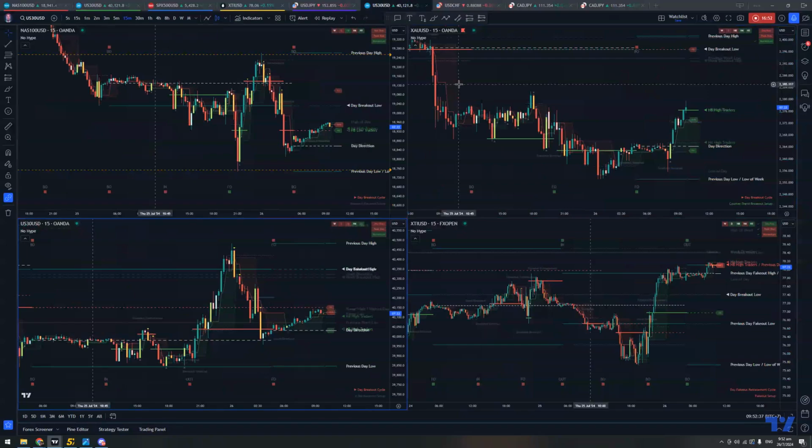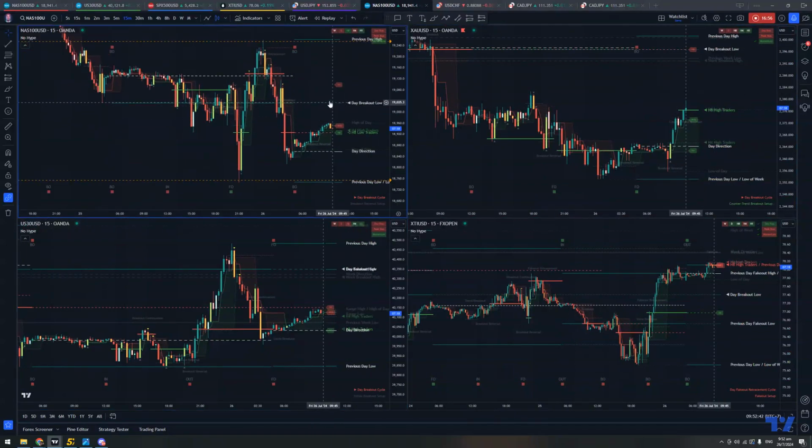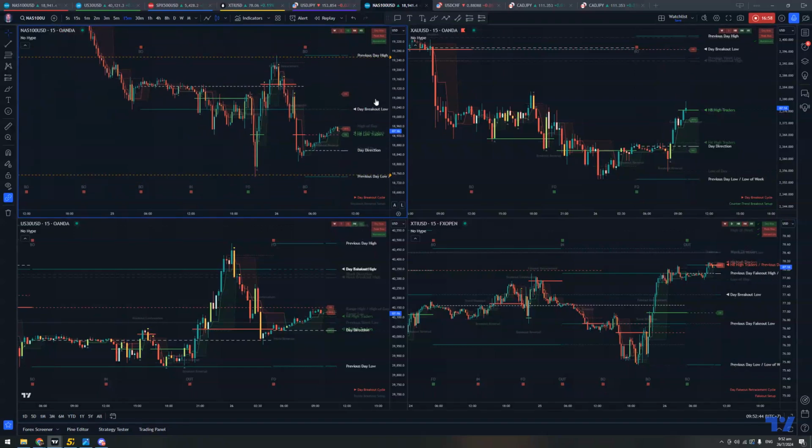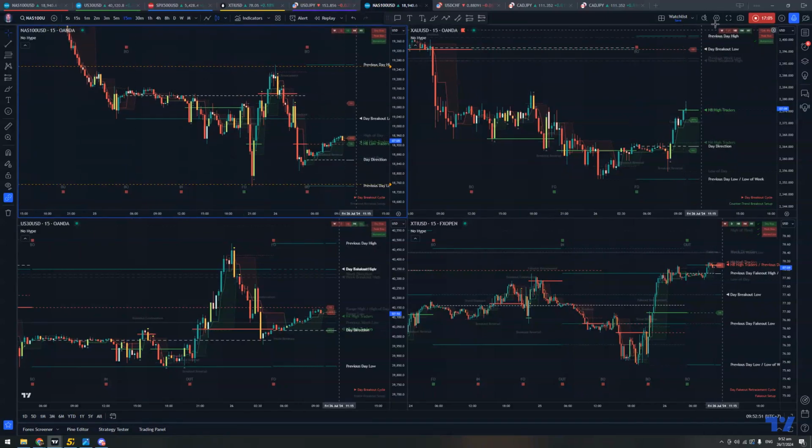That's all I took for the US session. Forex pairs, I didn't even bother to look at them. They were all gone already. No setups on those. I'm sure there are pullbacks, but I didn't look at them. Yep, that's it. That's what I took in New York.